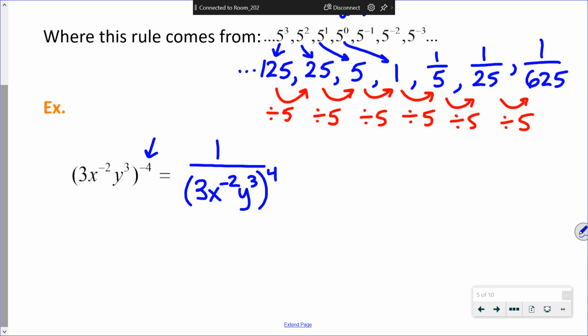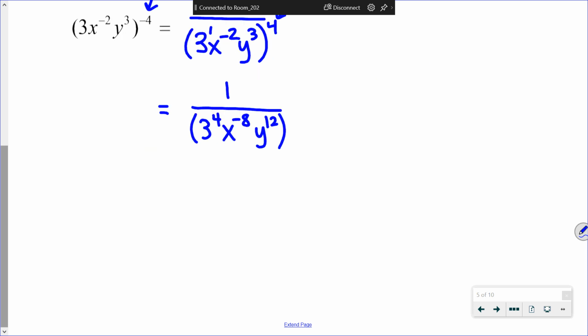The next thing I need to do is follow the rule from the previous slide where we talked about power to a power and deal with this 4 that's outside of the parentheses. So what we learned in the previous slide was we're going to fill in the exponents on the inside of the parentheses and multiply the 4 times all of them. So I'm going to go on to a new line, continue to simplify this thing. It is still 1 over, and then on the inside it's going to end up being 3 to the 4th, x to the negative 8th, and y to the 12th. And I'll deal with that negative 8th power last. Okay, I'm going to keep going with this.